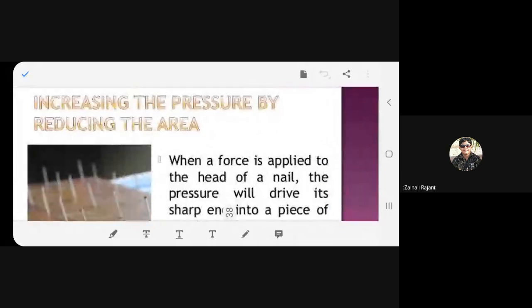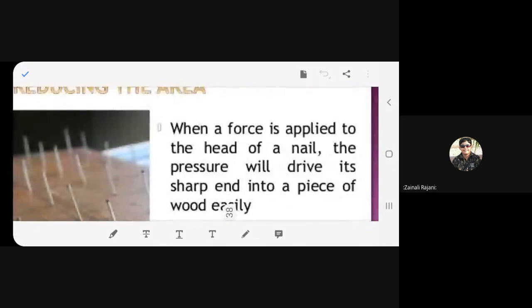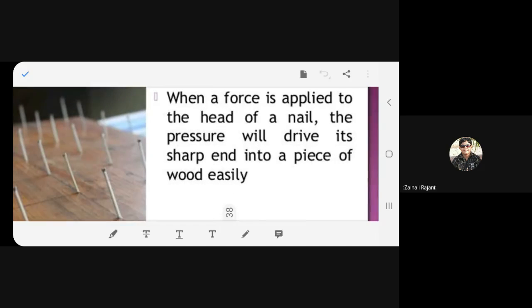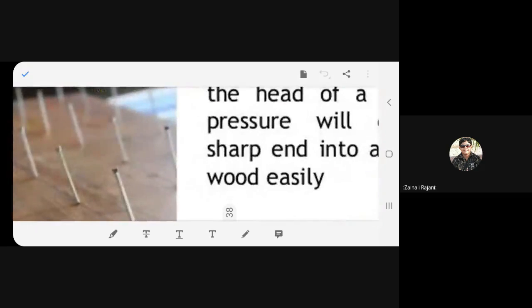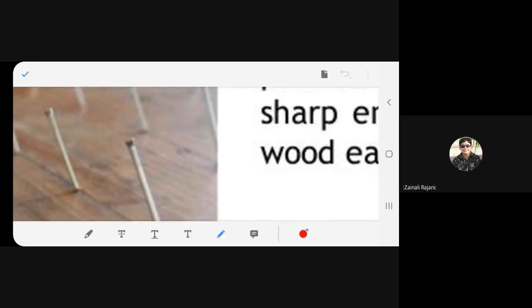Read please. Okay, ma'am. Increasing the pressure by reducing the area. When a force is applied to the head of a nail, the pressure will drive its sharp end into a piece of wood easily. Oh, good. Now you can see this is called the head of the nail, right? And this is the tail end. Yes, ma'am. Fine.